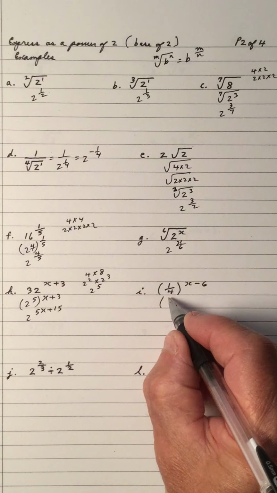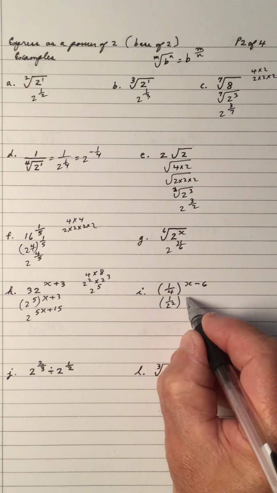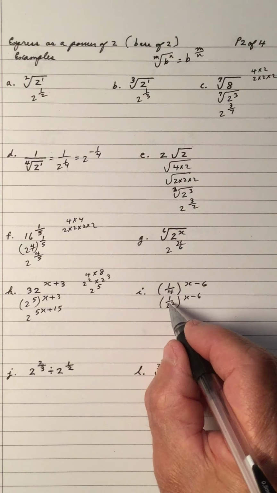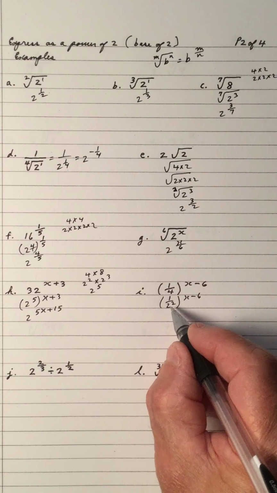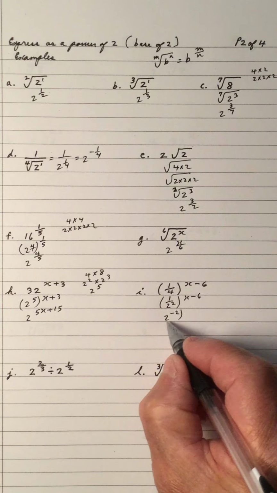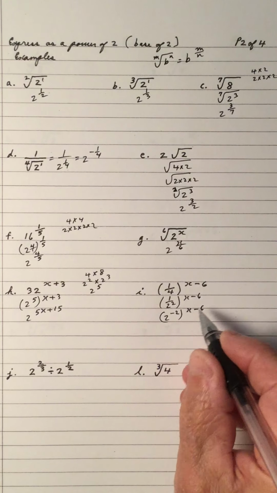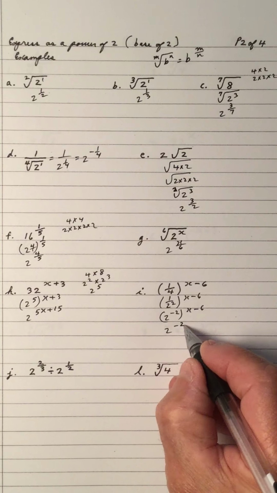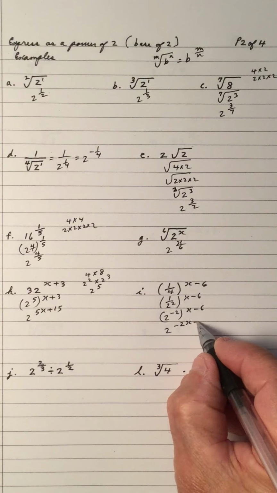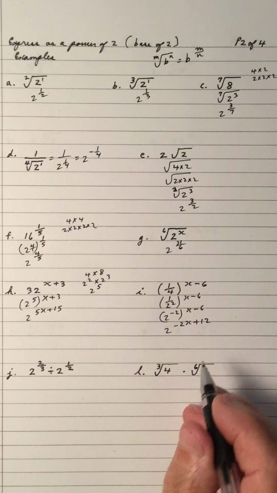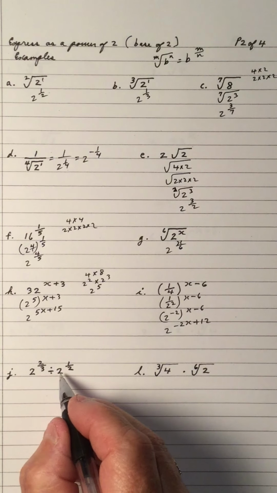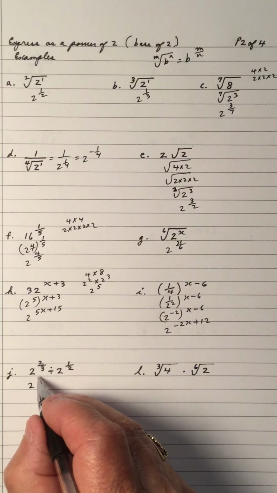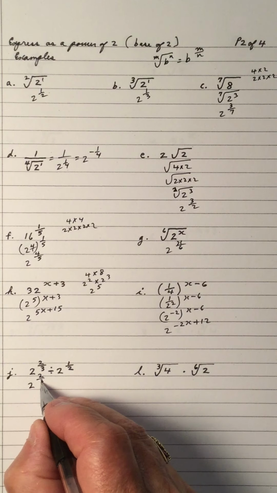1 quarter is 1 over 2 squared, to the x minus 6. 1 over 2 squared is 2 to the negative 2, to the x minus 6. And we have a power of a power, so negative 2 times x, negative 2x, negative 2 times negative 6, 12. And the base is 2, and because we're dividing, we subtract the exponents.